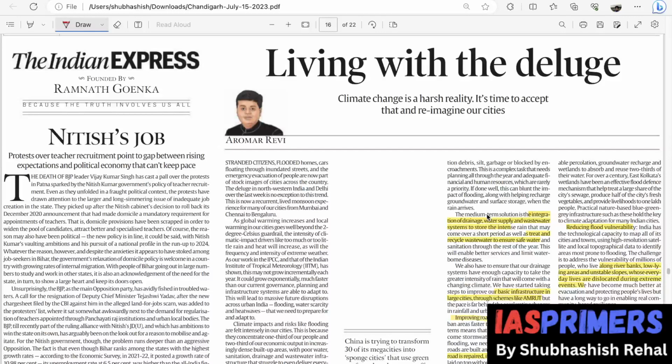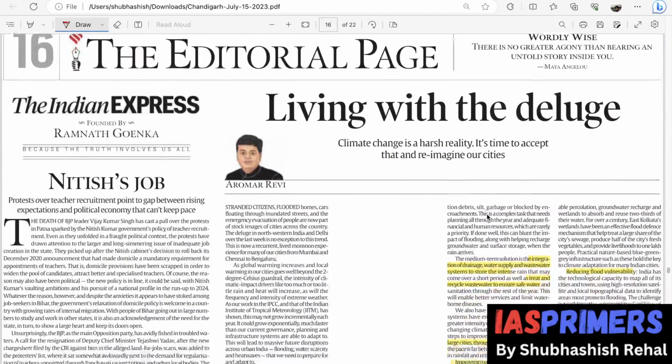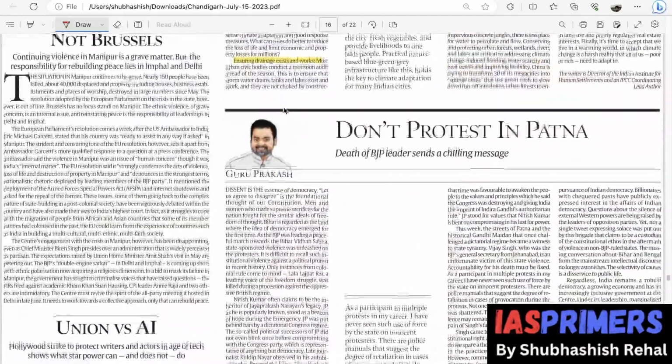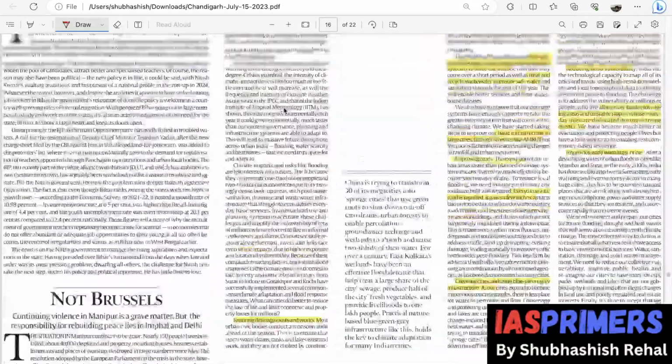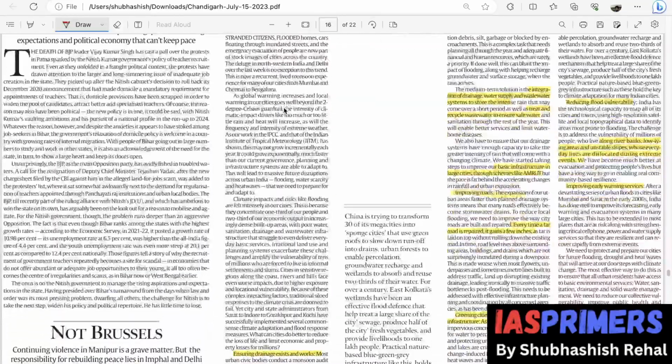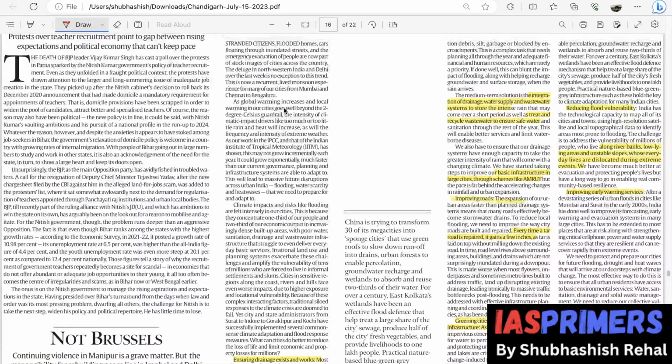Coming to the editorial and opinion section. So this is the article I was telling you about, "Living with Deluge". So, the floods issue. Besides this, I don't have anything more today on the editorial and opinion section. Basically, we are getting some pointers for flood management over here.